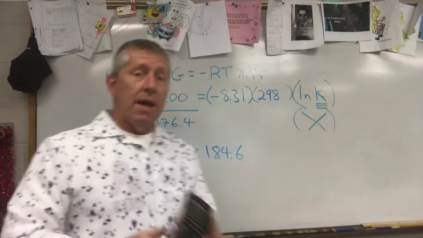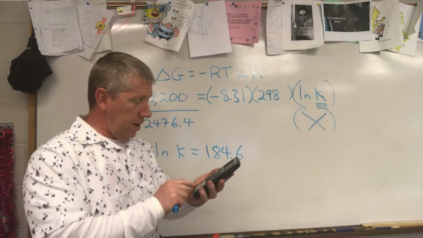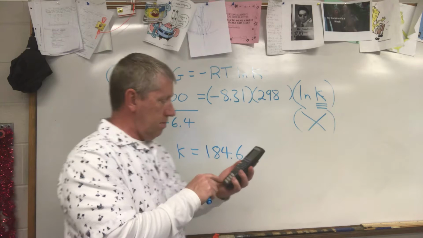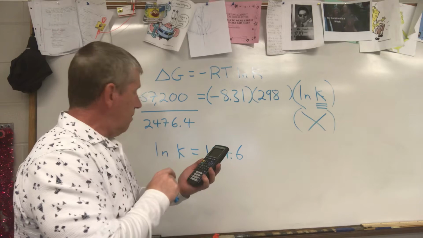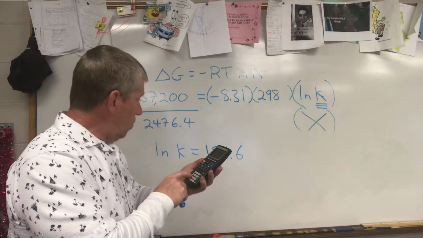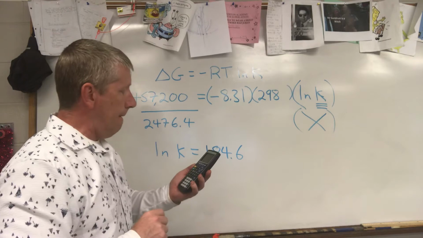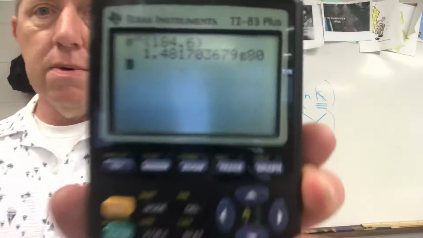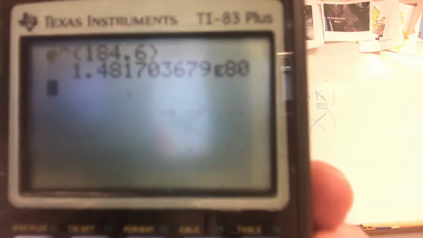So I'm going to go to my calculator. Second function, e to the x, natural log, e to the x, second function, 184.6, and hit enter. Boom, I get some number. Let's see what that number is. 1.48 times 10 to the 80th.